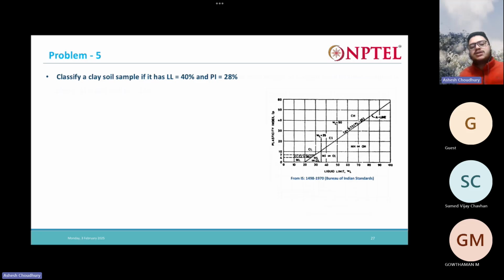So you are already given in the question, it's clay, right? You need to decide the suffix of it. Prefix C, decided. Suffix you need to decide. Very easy, straightforward.